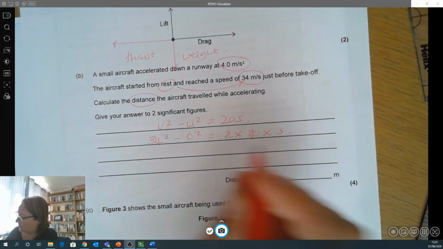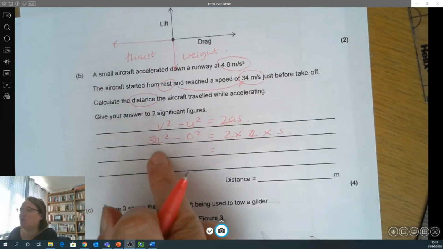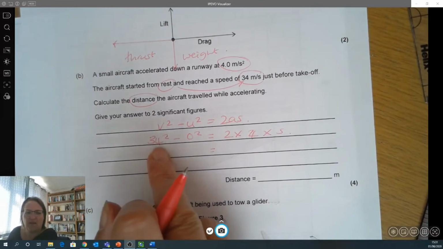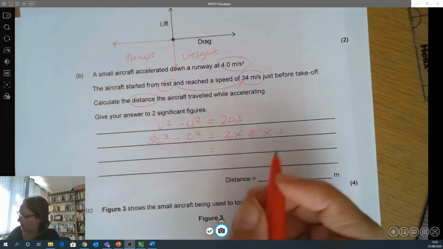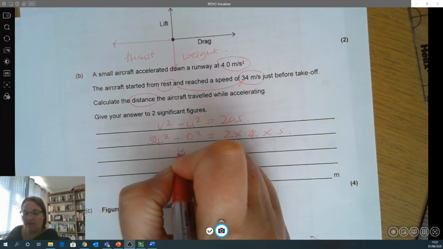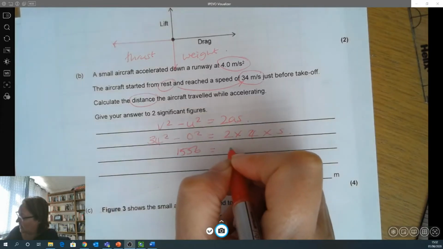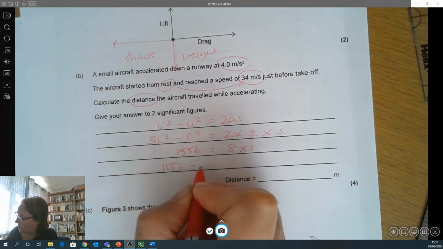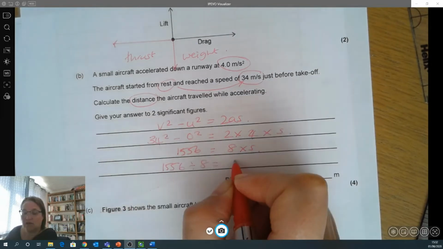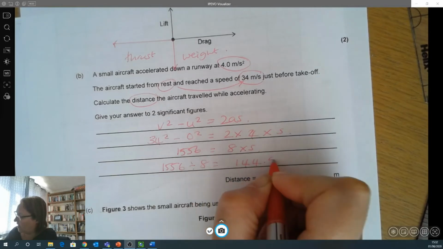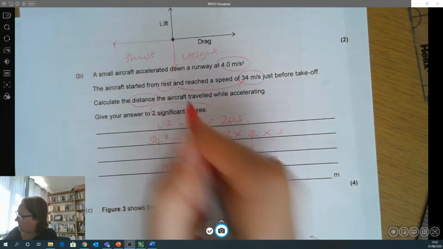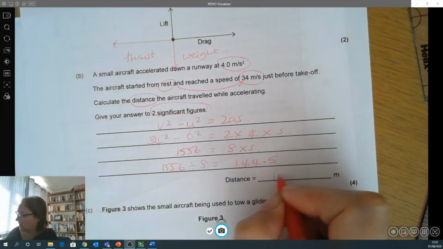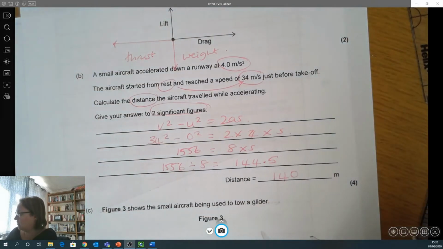distance travelled. The thing that people do quite a lot now is they lose the squared sign. I don't know why, but it's quite often the case that they forget to square the 34. Yeah, no idea where that comes from. So therefore 1156 is 8 times s. So therefore 1156 divided by 8 equals 144.5. And then what do I look for? What significant figures am I going to? I'm going to 2 significant figures, which is 140.